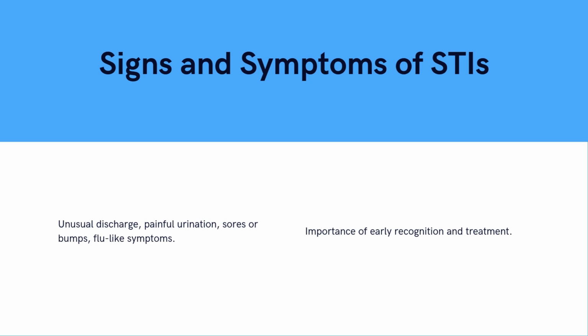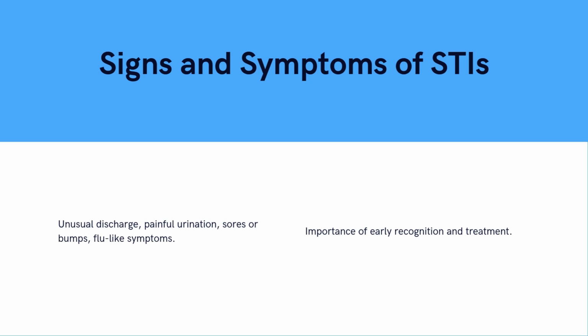Chlamydia is often called the silent infection because it frequently has no symptoms, particularly in women, but it can lead to serious complications like pelvic inflammatory disease and infertility if not treated. Then the viral STIs like herpes, HPV, and hepatitis B continue to be significant public health concerns.